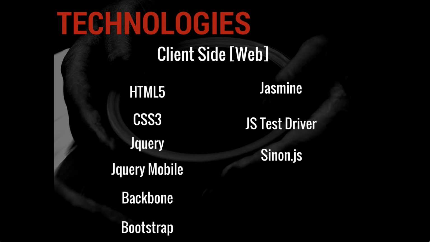Bootstrap, or Twitter Bootstrap as it was called until recently, is a CSS framework that provides a grid system to make responsive design easy. Further, it also provides reusable UI components for building consistent user interfaces quickly. Moving on to the items in the right column, Jasmine is a BDD test framework for JavaScript. JS Test Driver is a test runner that you can use to run tests against different browsers. Finally, Sinon.js is a stubbing and mocking library that makes it possible to write tests with fewer dependencies on external services.